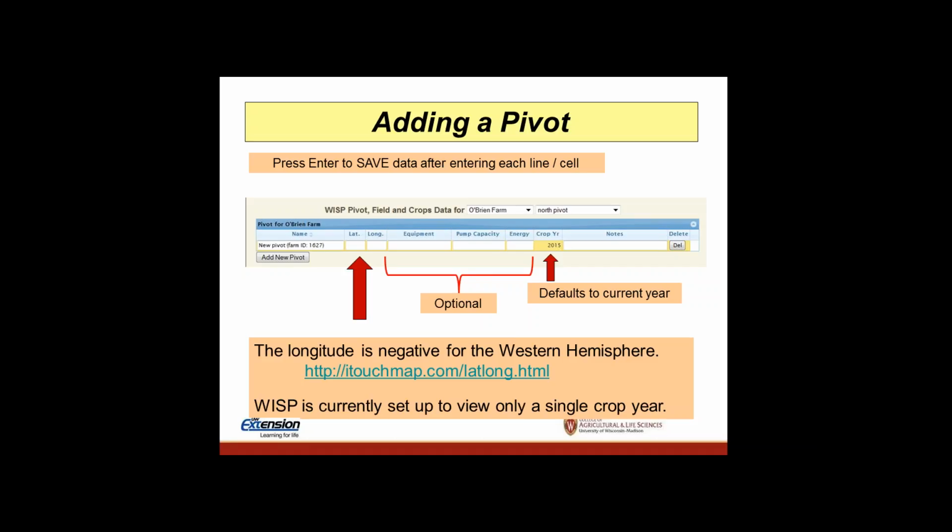It needs that so that when it goes to find the ET data, because it's automatically going to download the evapotranspiration data for your location, it needs to know what that longitude and latitude is. And we don't have to be really precise on this, but it probably doesn't hurt, just so you know. So this is one of the best tools I found out there, itouchmap.com, to figure out what that latitude and longitude would be.